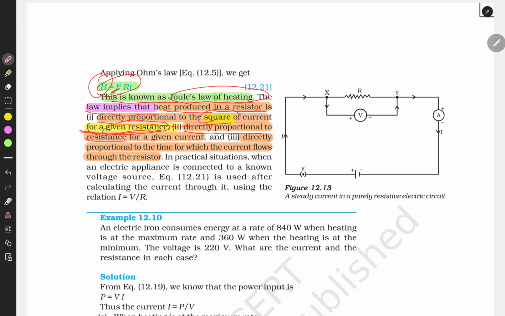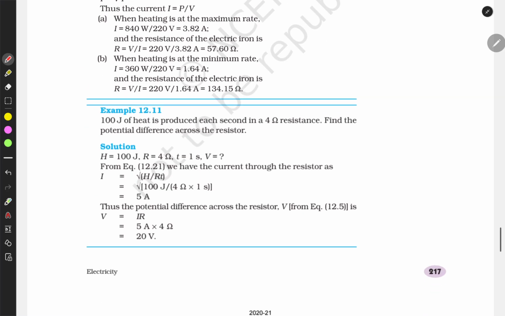It's also directly proportional to the resistance. The more the current, the more the heat, and the more the resistance, the more the heat. It is also directly proportional to the time for which the current flows; the more the time, the more the heat. It is H equals I square R T.